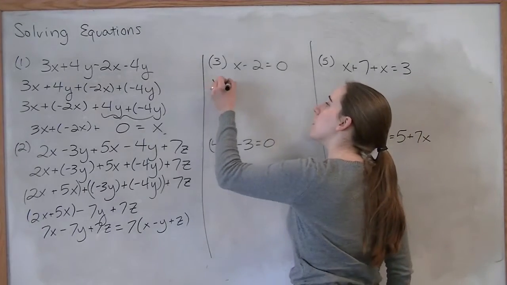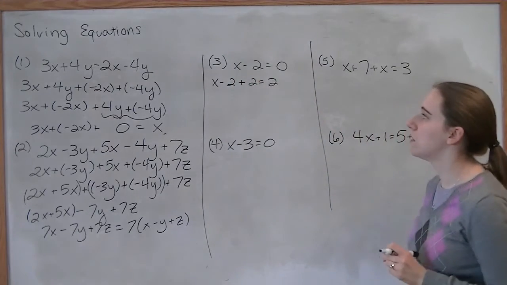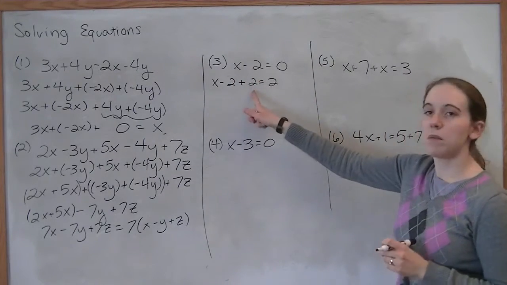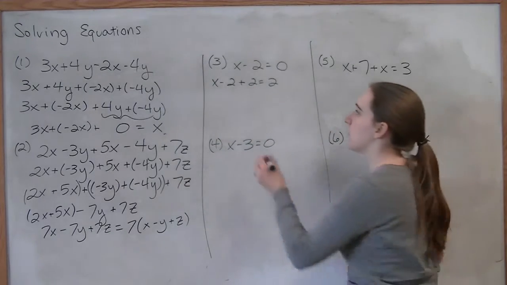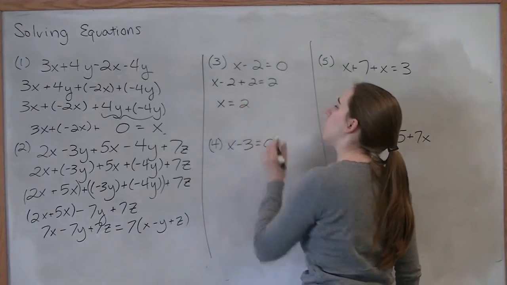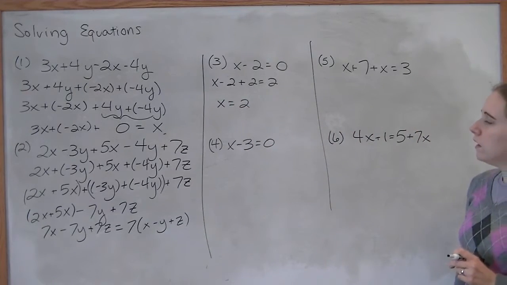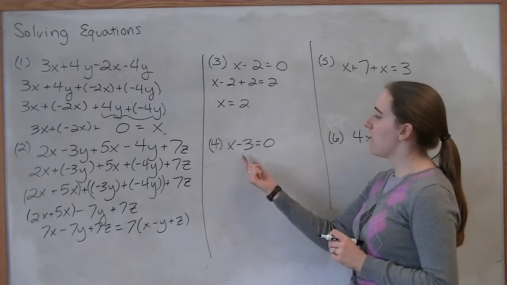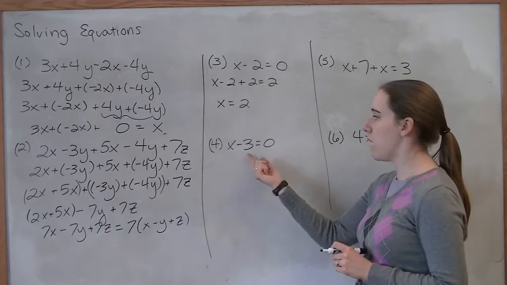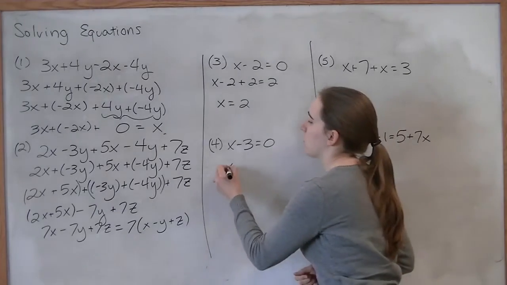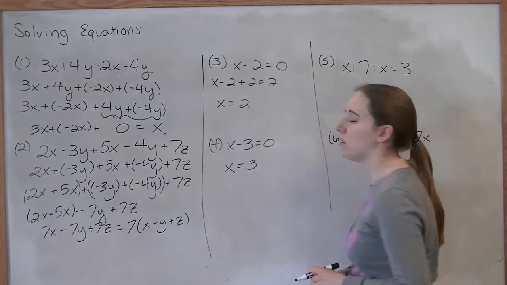So I have x minus 2 plus 2 is equal to 0 plus 2. But the minus 2 and the plus 2, just like we saw over there, we're adding a number and its additive inverse. It is going to be 0. So x is just equal to 2. We can do the same thing here. I have x minus 3, so I want to add 3 to both sides. I get x minus 3 plus 3, so that'll just be x. And I have 0 plus 3, so that's equal to 3.